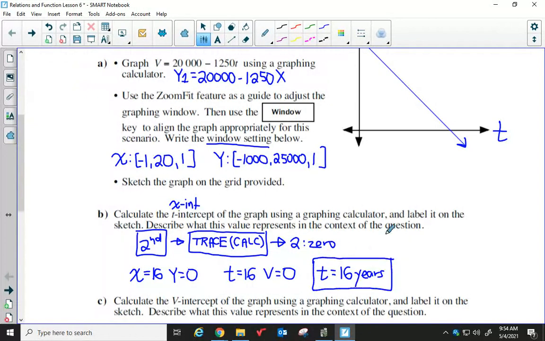Now it says describe what this value represents in the context of the question. Well, after 16 years, the car has no value. So just the time it takes for the car to have no value.